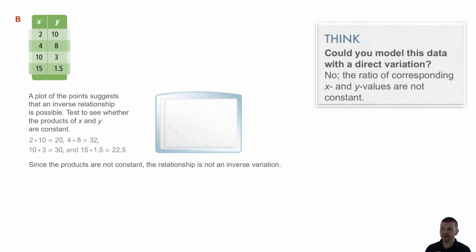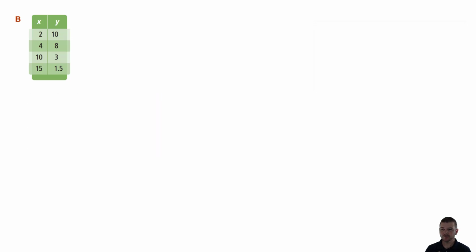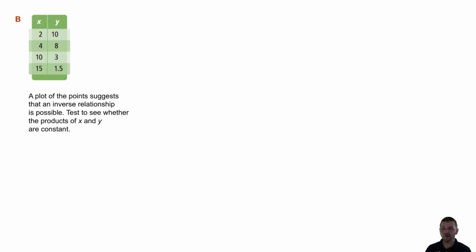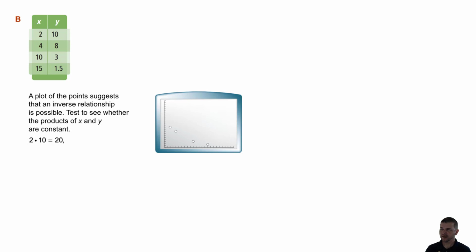Part B. How about this table? An x of 2 related to a y of 10, x of 4, y of 8, 10, 3, and 15, 1.5. A plot of the points suggests that an inverse relationship is possible. Test to see whether the products of x and y are constant. First, 2 times 10 is 20. Next, 4 times 8 is 32.